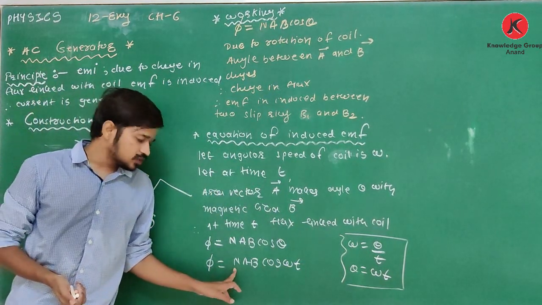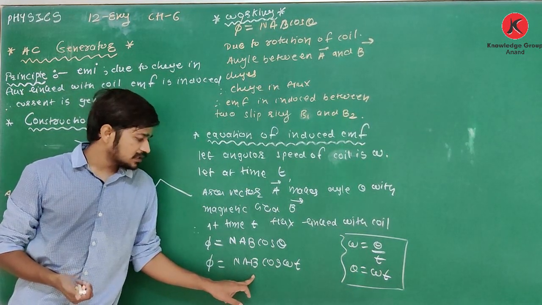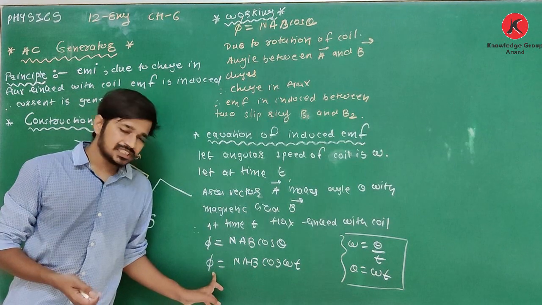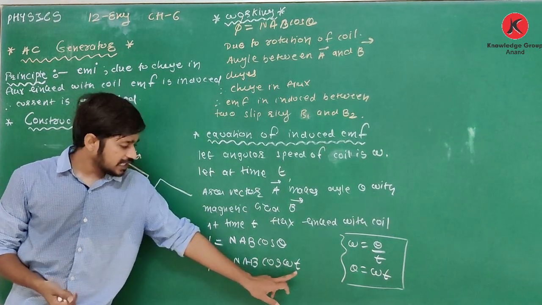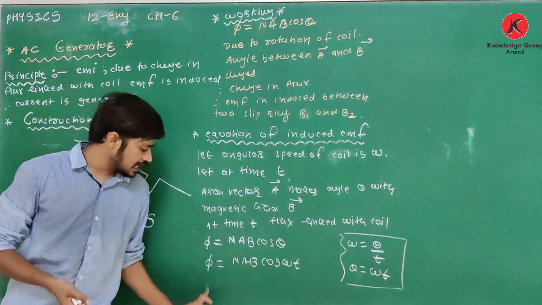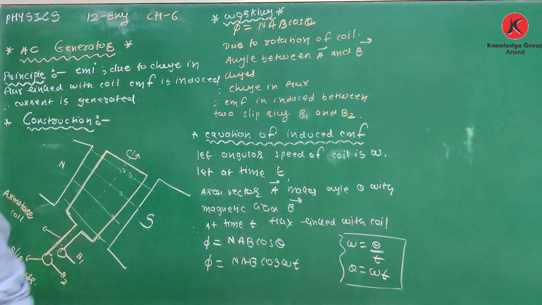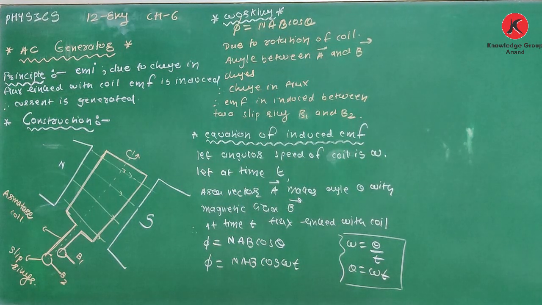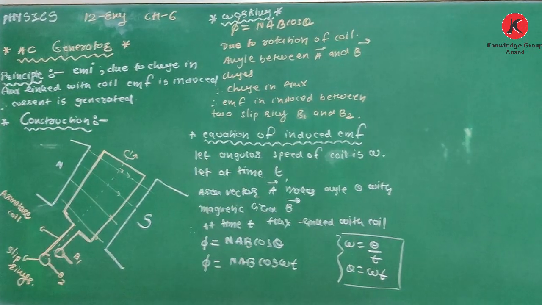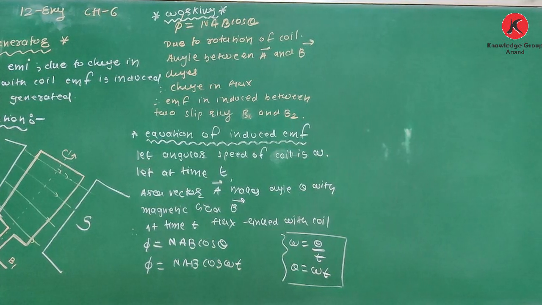Now see, the number of turns N is constant, the area of the coil A is constant, the magnetic field B is uniform, then the flux changes due to time t. As t changes, the angle of cos changes, this whole function changes and flux changes. So there is a change in flux due to change in angle, and due to that EMF is induced. So now how to find the induced EMF? That is according to Faraday's law.